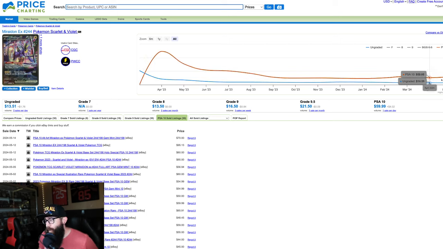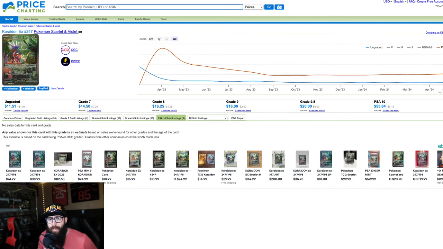You can get it for $14, or if you want to get it already graded, there's not much profit to sell right now. But if you want to buy raw and grade, that's another one as well. I have this card, but I don't have it in a 10. Same thing with the Koraidon. This one's even cheaper, but the gap is a little bit more. You're looking around $12 ungraded, and PSA 10's around $55 currently. Those cards are the ones I'm looking at from this set that have the most potential.